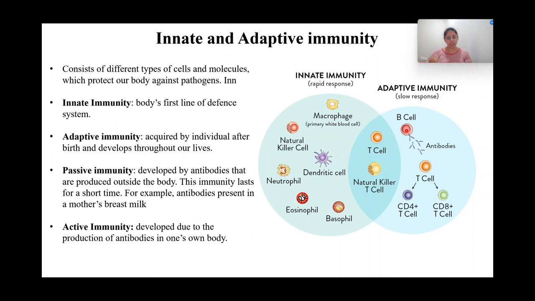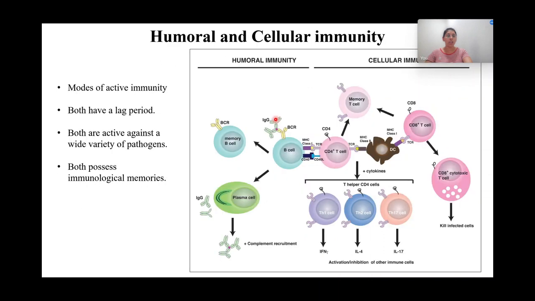Okay, now that was adaptive and natural or innate immunity. Then we had passive and active immunity. The other kind is humoral and cellular immunity, and these are your adaptive immunity. These are types of your active immunity. So like I said, because active immunity involves your adaptive immunity, it is slow. So it's a slow response, and it has a lag period.